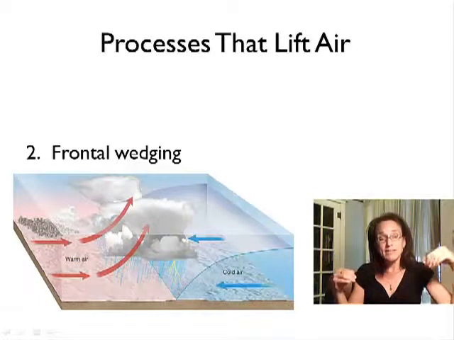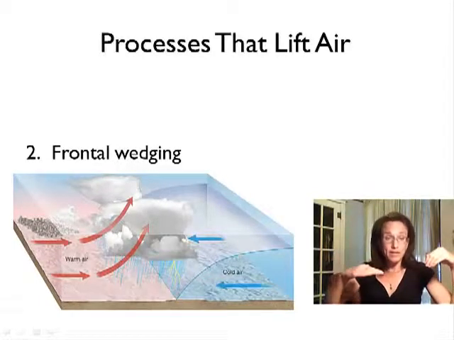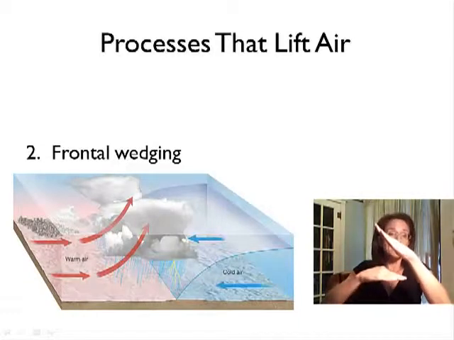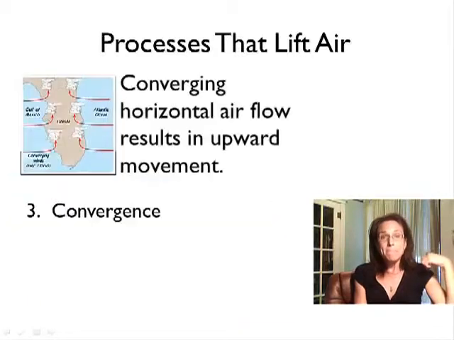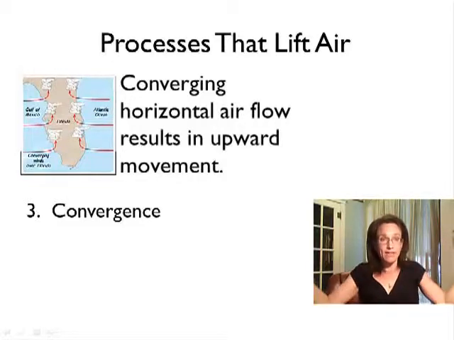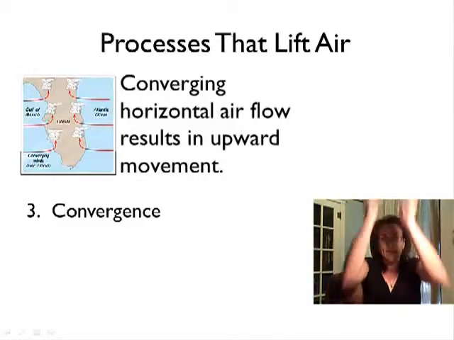And what happens then is that the cold air is more dense, the warm air is less dense, and the warm air gets pushed up over the cold air. And that's what we call frontal wedging. Another method that causes air to rise is what we call convergence, and that's when you have air masses converging and they have to go up.